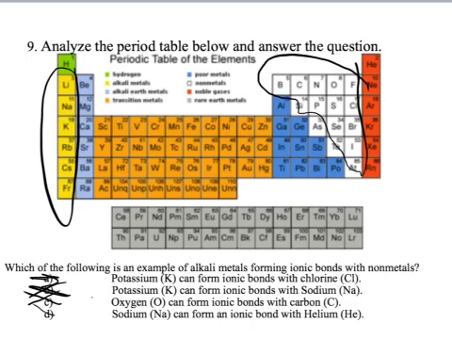So the correct answer is A. Potassium can form an ionic bond with chlorine. Why? Potassium is an alkali metal, which is what we are looking for, and chlorine is a nonmetal that's able to bond.